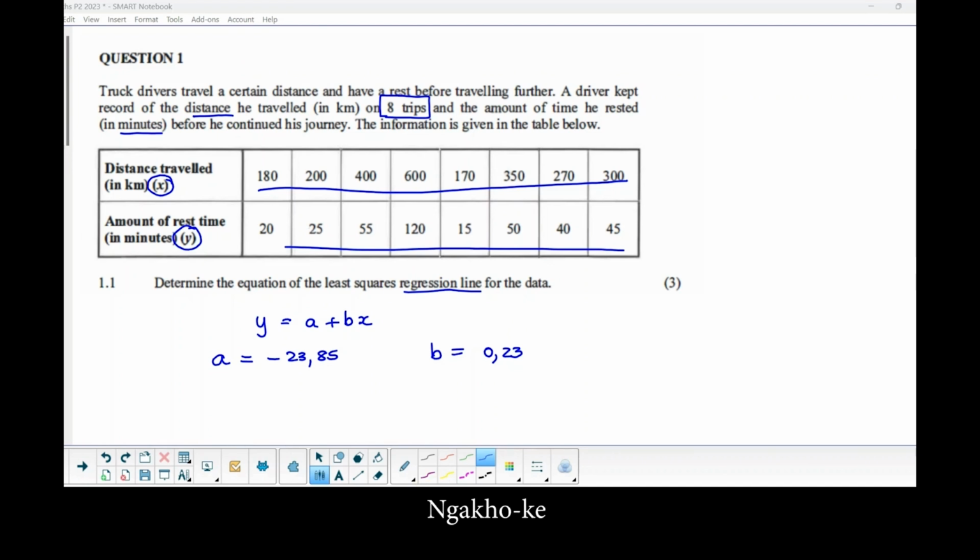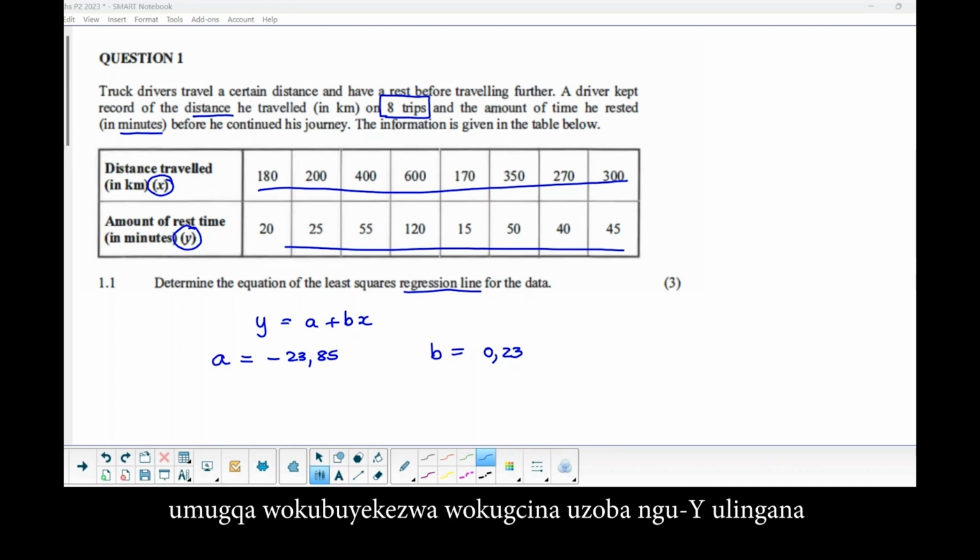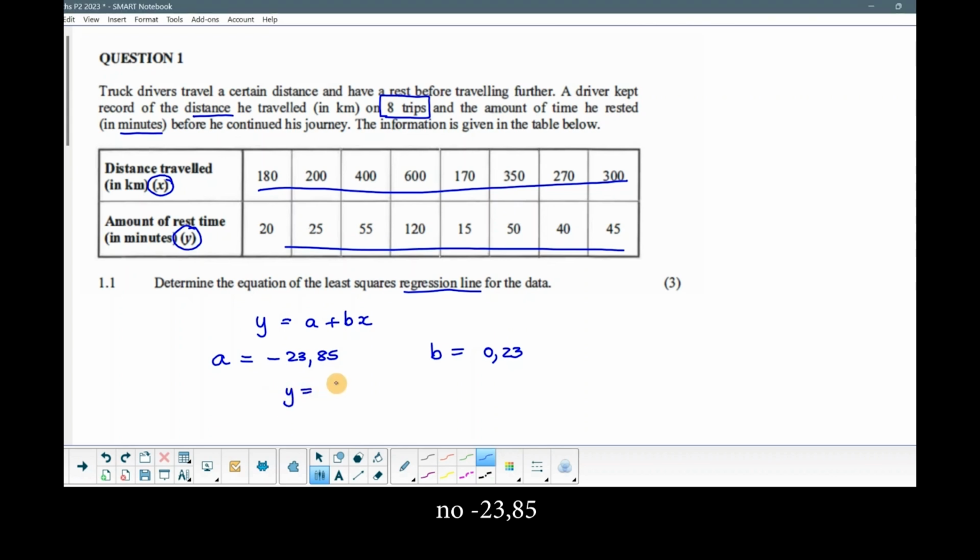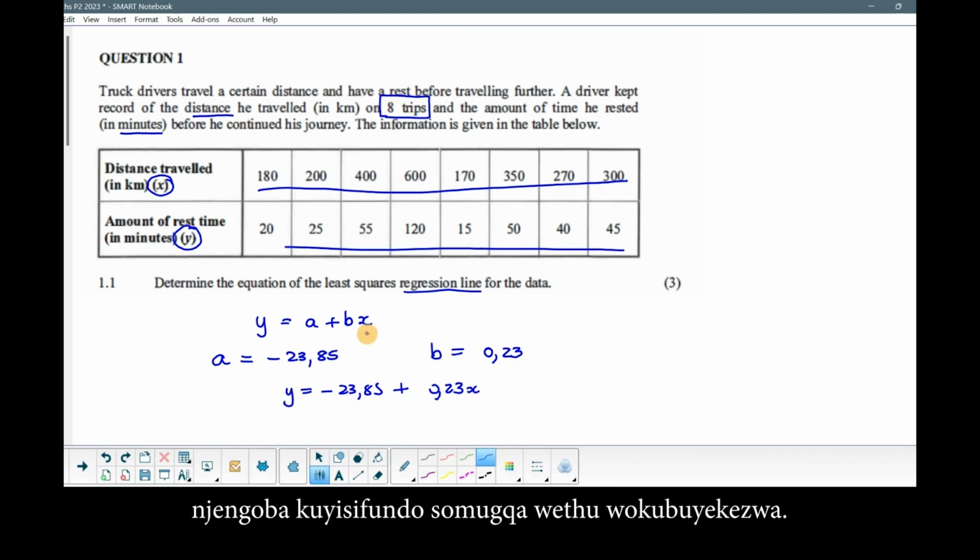Okay, so our final regression line is going to be y equals negative 23,85, which is my A value, plus B, which is 0,23 times X, because that's the format of my regression line.